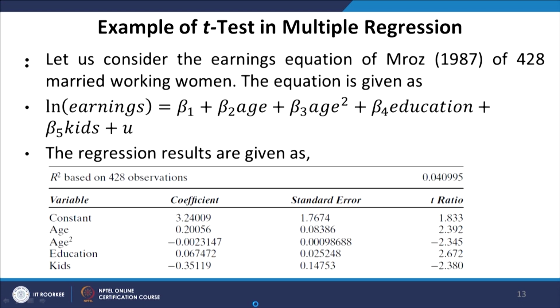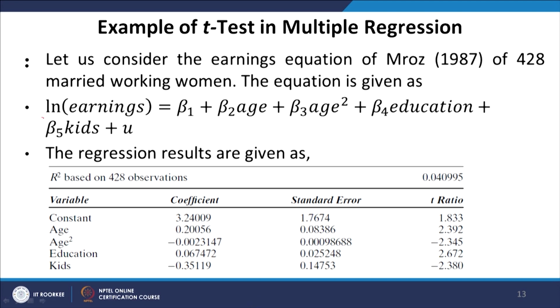Now, we take another example of a t-test from a multiple regression framework. So, let us consider the earnings equation of Ambrose. The study was published in 1987, where he considered 428 married working women. The data actually consisted of more women, but out of them 428 were working. So, this equation specifically pertains to only those women who were working, and their number was 428.